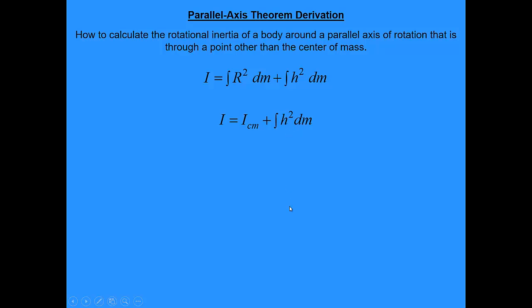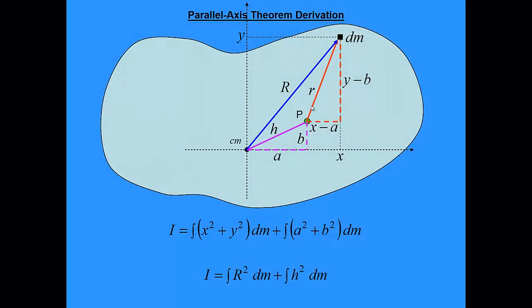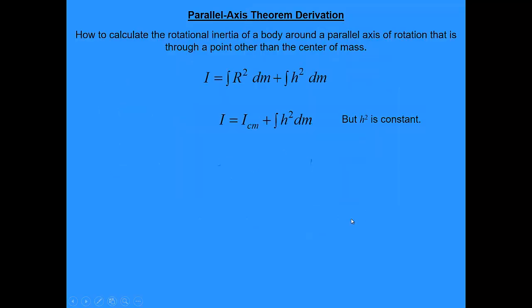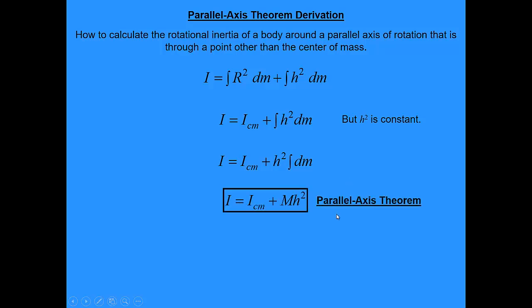And then over here, well, h, which is the distance from the center of mass to our axis, that's a constant for any single axis that we're looking at, right? That's a constant distance. The mass increments move, but these two things don't move, right? Which means we can pull it outside of the integral. So h squared, integral of dm, what's the integral of the sum of all of the little mass increments? It's the total mass.